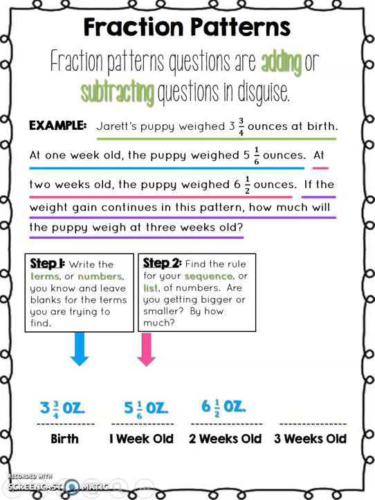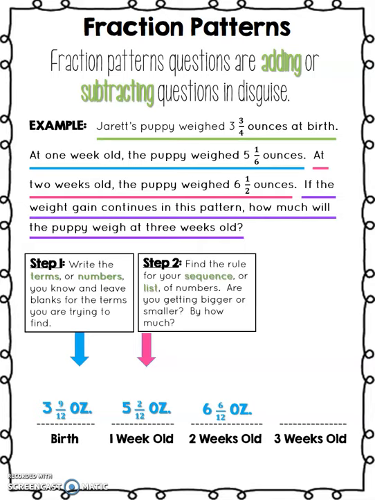So with fraction pattern questions, you may have to rewrite your mixed numbers or your fractions as equivalent fractions. So in other words, when I'm looking at the denominators 4, 6, and 2, I can tell that they will have a common denominator of 12. So I'm going to rewrite all of these fractions as fractions with a denominator of 12. That means at birth, I could say that Jarrett's puppy weighed 3 and 9/12 ounces. At 1 week old, the puppy was 5 and 2/12 ounces. And finally, at 2 weeks old, the puppy weighed 6 and 6/12 ounces.